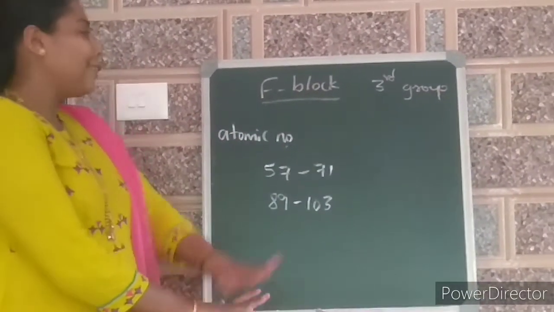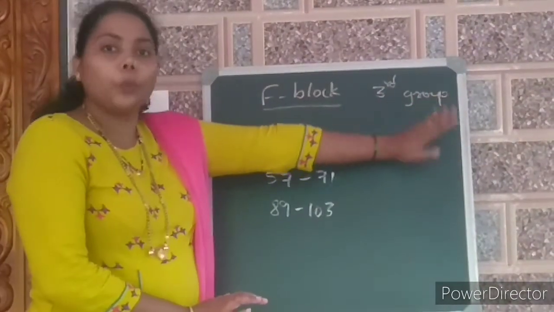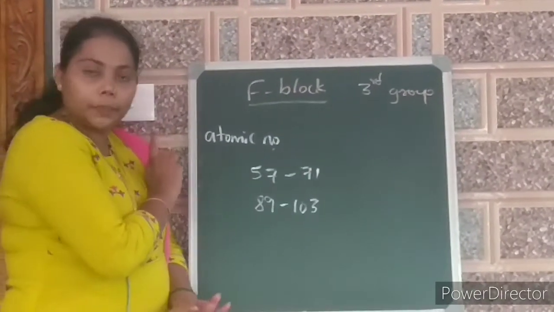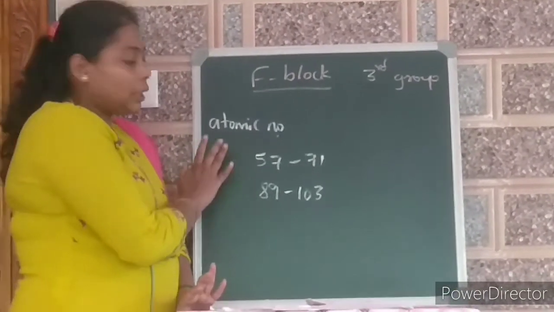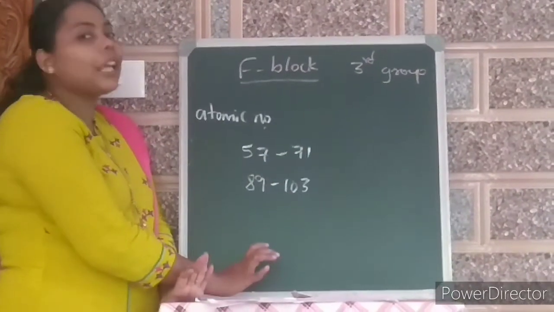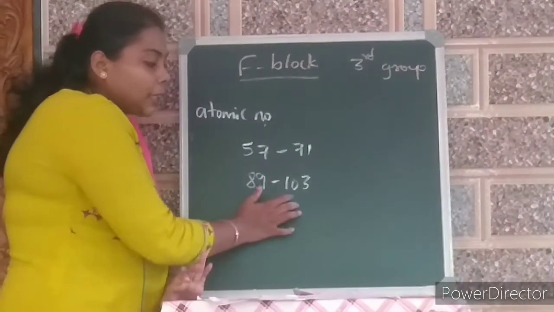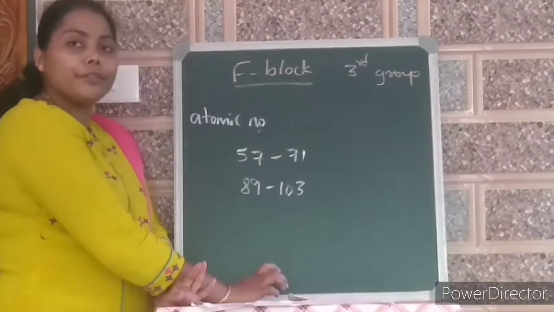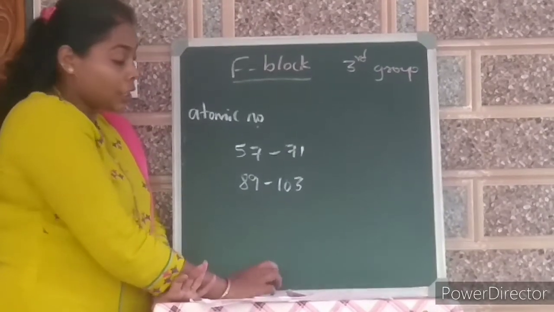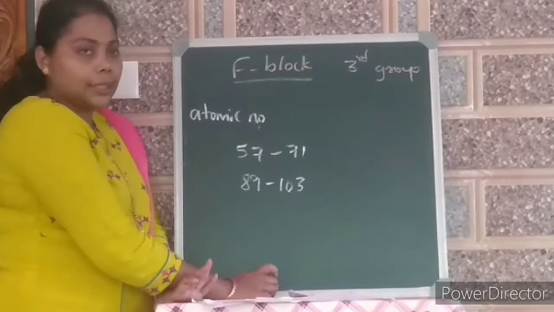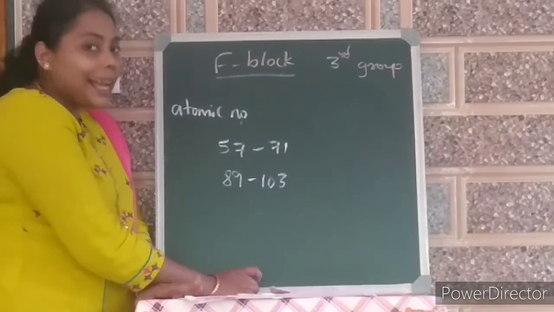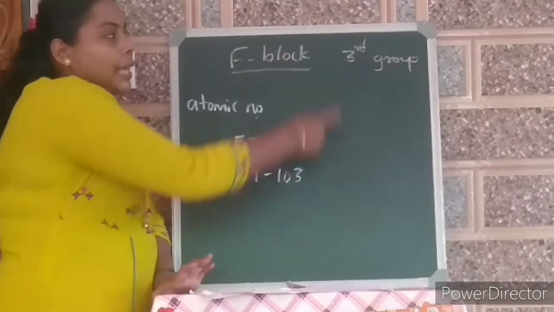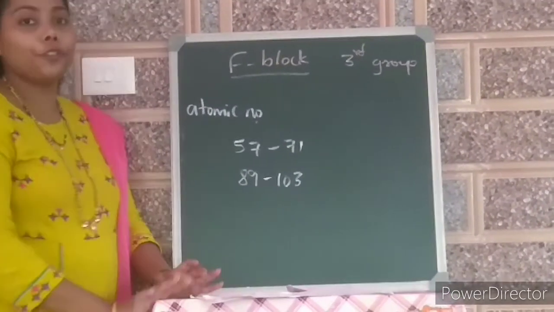Last one is F block. F block elements always come under the 3rd group only. Only in the 3rd group. Now how to find that? You have to see the atomic number. All the elements with atomic number 57 to 71 are F block elements, as well as 89 to 103. Now, 57 to 71 are called lanthanides in general, and the elements from 89 to 103 are called actinides. So all these lanthanides and actinides are F block elements and they always lie in the 3rd group. To finish with the lesson.